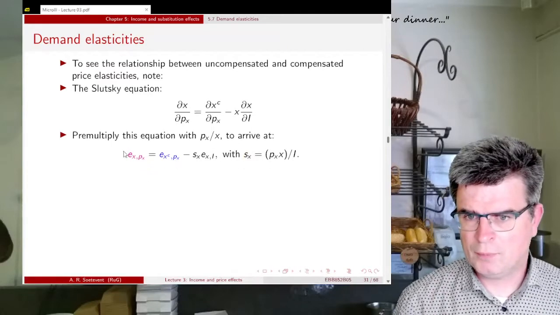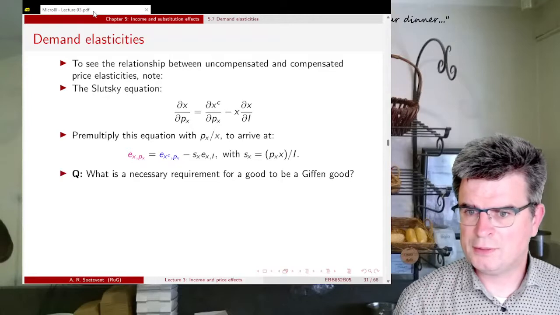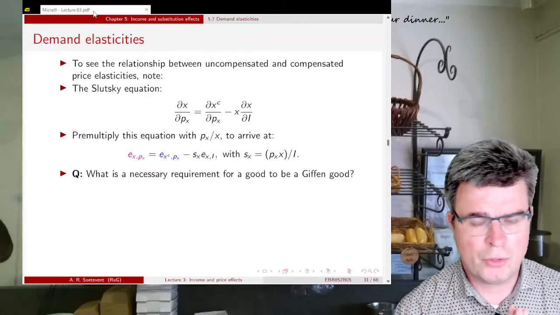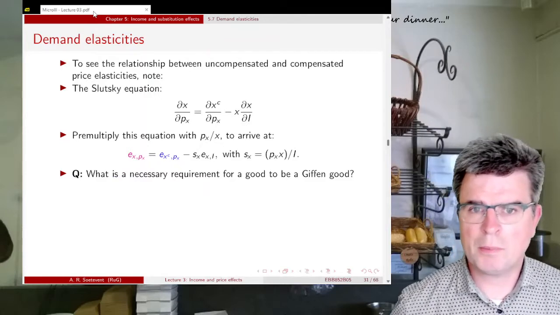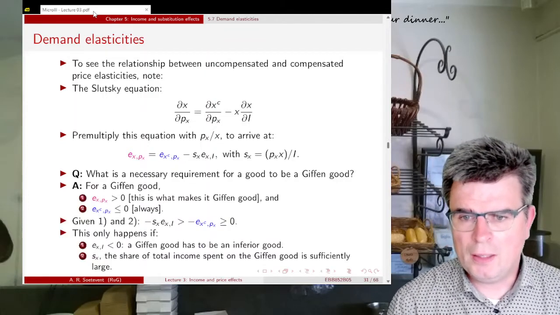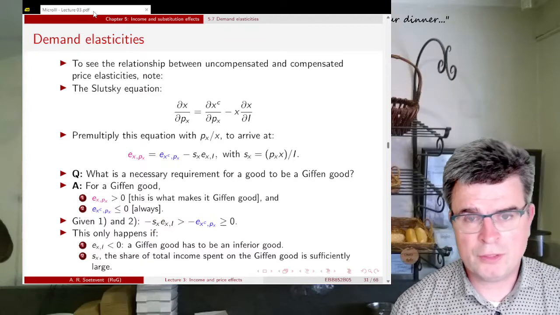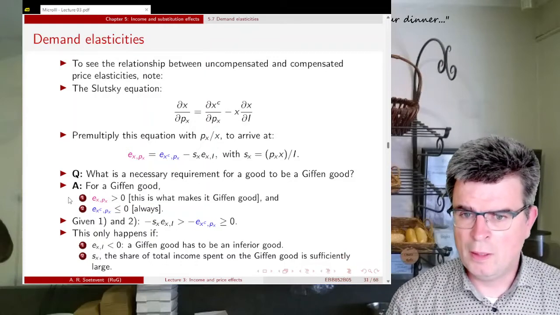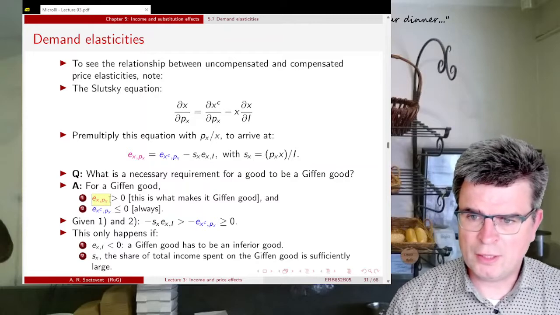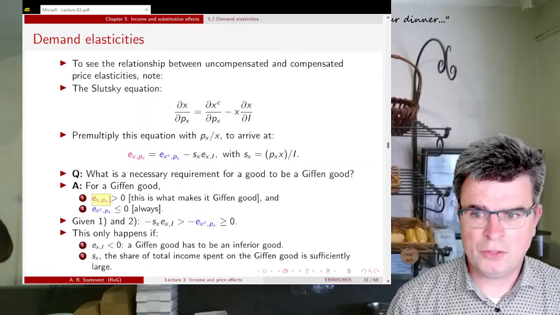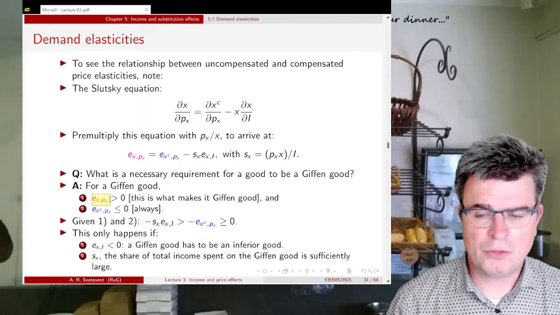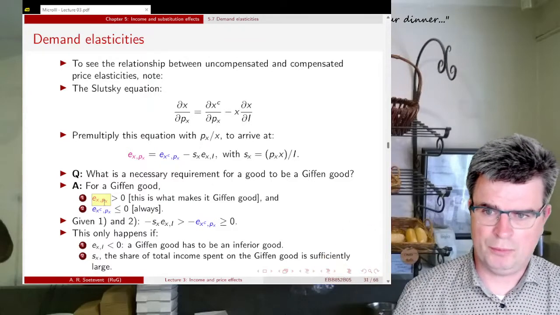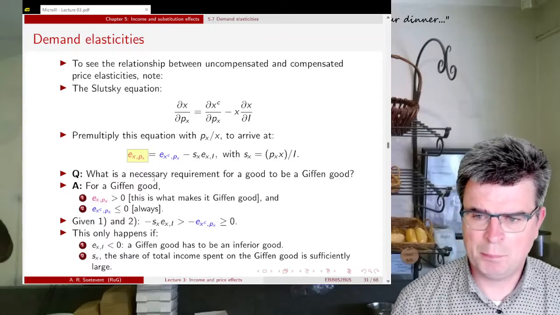And now we can get some insights from this, because now we can answer the question, what is a necessary requirement for a good to be a Giffen good? So we talked about Giffen goods earlier this lecture, and we know that the definition of a Giffen good is that if your income increases, you start to consume less of the Giffen good. So by definition, what makes the good a Giffen good is that the price elasticity of demand should be positive. If the price of the good increases, we respond by consuming more of the good. So the left-hand side of this equation should be positive.